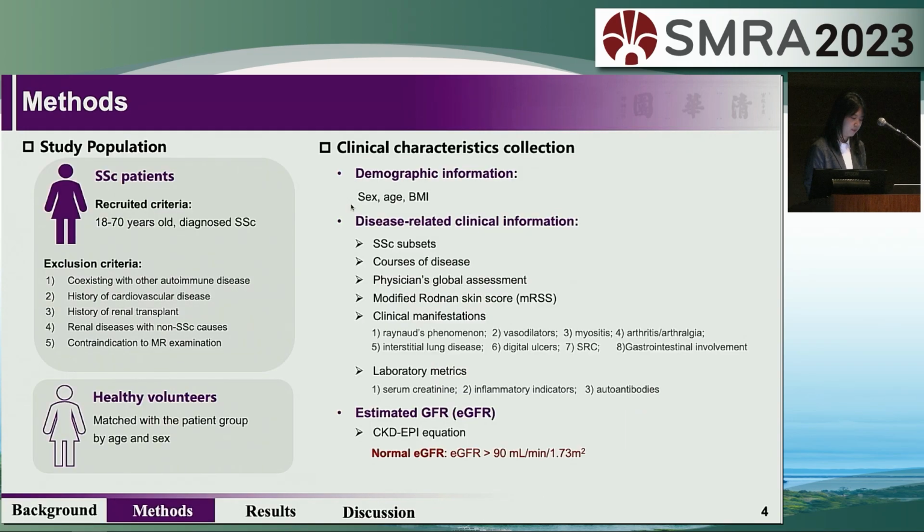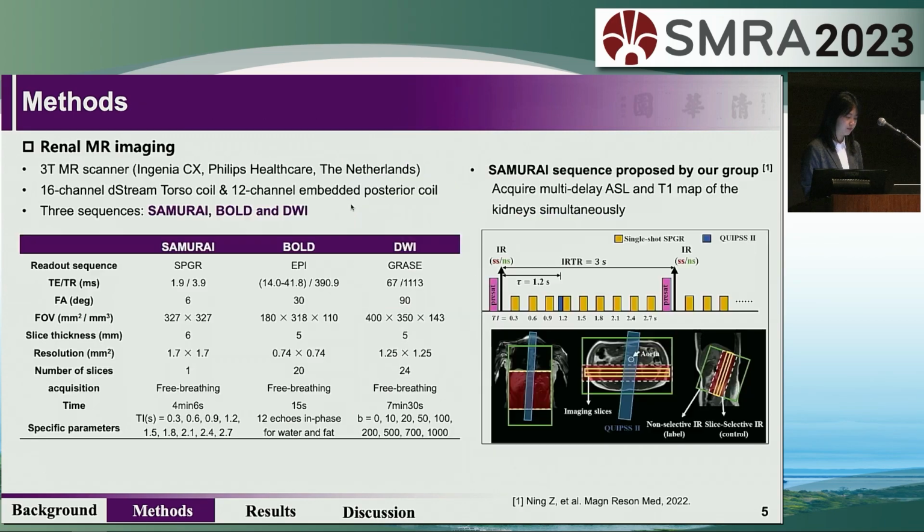So in this study, patients who were diagnosed with SSc and age- and sex-matched healthy volunteers were recruited and underwent renal MR imaging. Demographic and clinical characteristics of recruited patients were collected. The estimated GFR was calculated by the CKD-EPI equation using the value of serum creatinine, and an eGFR value greater than 90 was regarded as normal.